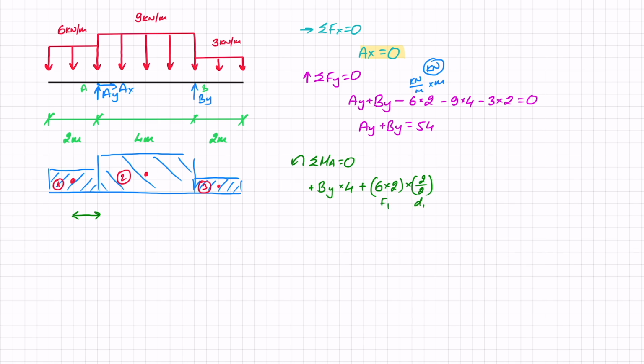Shape number 2, or rectangle number 2, contributes a negative moment, right? Because it's going in this direction and turning back to here, as opposed to this force which was going in this direction and turning back counterclockwise.